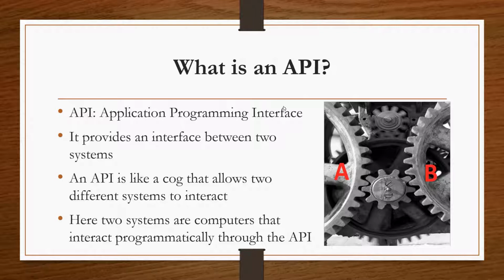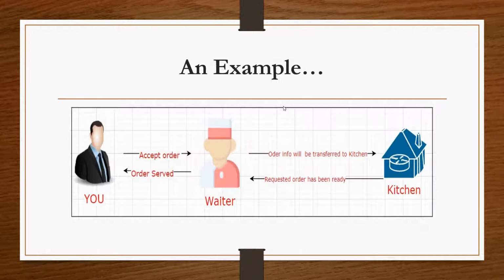Okay. Let's understand it with a scenario. Let's say you are in a restaurant. Now you ask the waiter to take the order because you can't go to the kitchen directly. So the waiter takes your order and passes the order details to the kitchen. Once the order is ready, the waiter will collect the order from the kitchen and serve it to you.